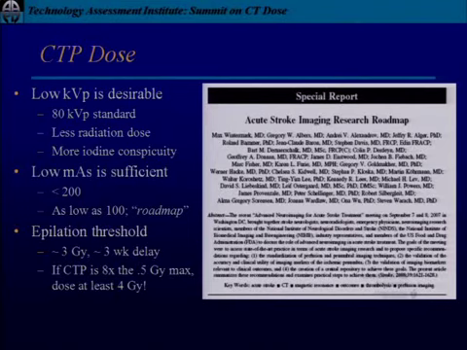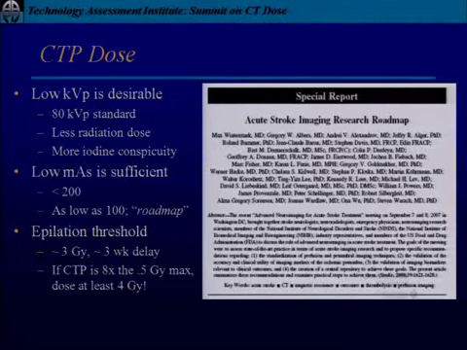We should keep as low a kV as possible. 80 kV actually works quite nicely, and in fact, it's a better setting than the higher settings like 100 or 120 kV, because the iodine, which is what you're looking to quantify, is more conspicuous. There's less radiation, and there's less dose associated with 80 kV.